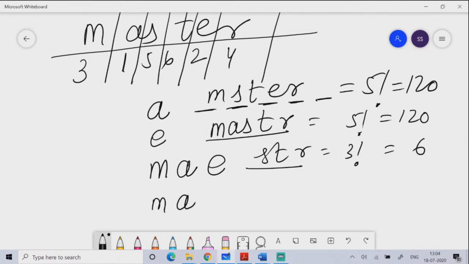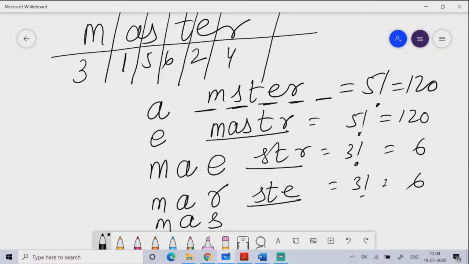Then after E, which letter will come alphabetically? R will come. So you want S. With MAR, what can you make? This is S, T, E. So again 6. Okay. Then after MAR, what will come? After R, S will come.